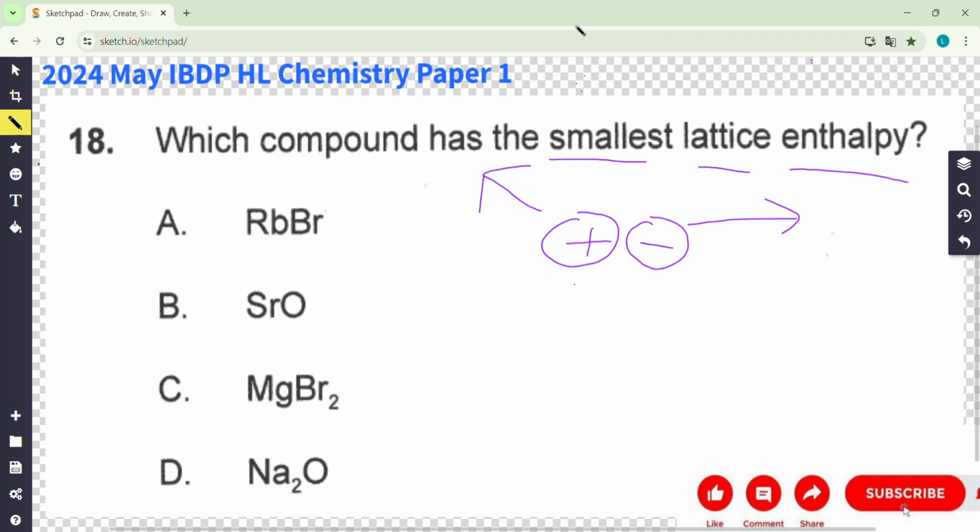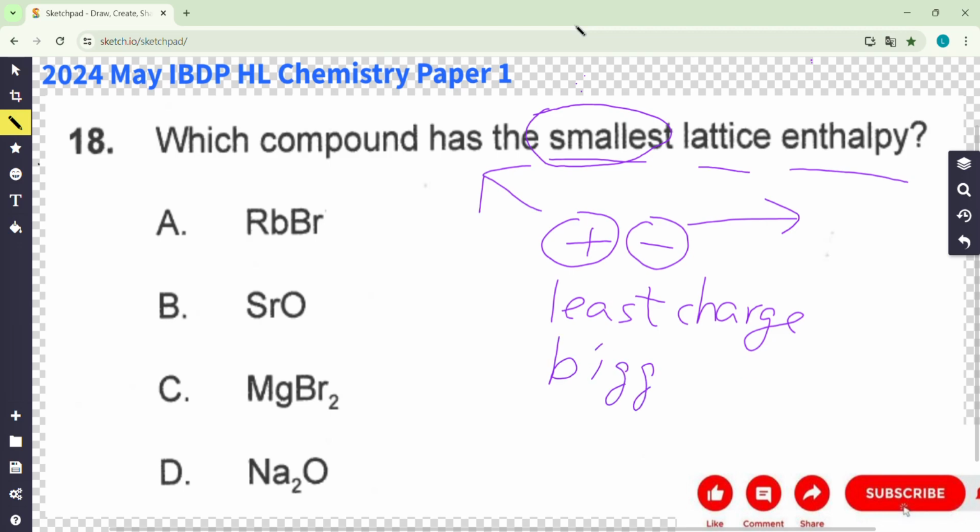So you know that if it has to have the smallest lattice enthalpy, they need to have the least charge, right? One plus, one minus is the best, right? Least charge, and the best is if the ion is biggest, right? So they are far away. So these are the two concepts.